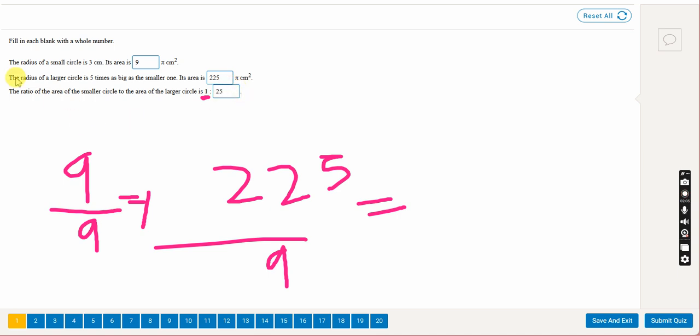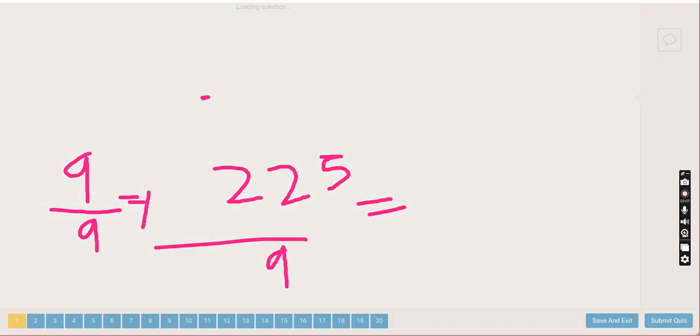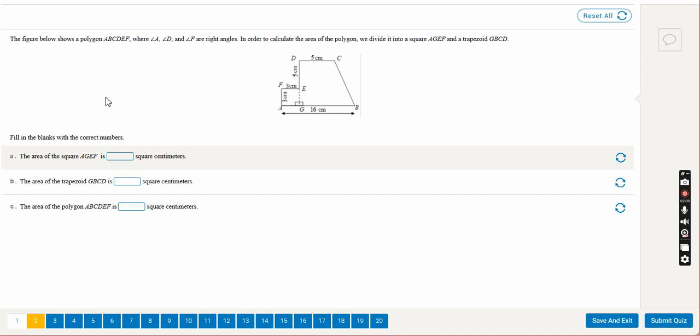Let's go to the second one. I know these questions can be long, but they're not as difficult. So let's start the second one. What do we have? The area of the square for the first one. Keep in mind the formula. The formula is s squared. What is the side? 3. So 3 times 3, which is 9.